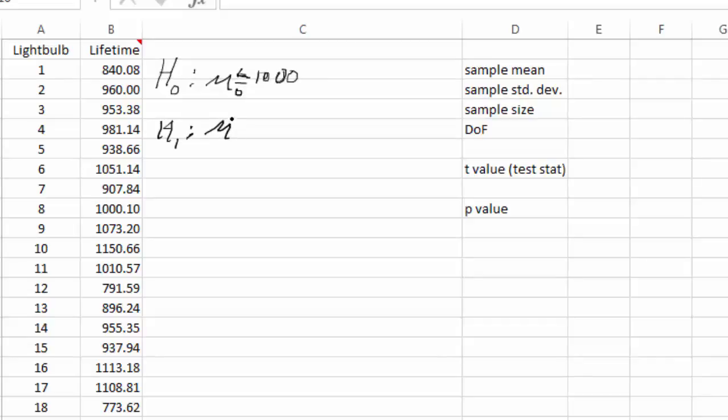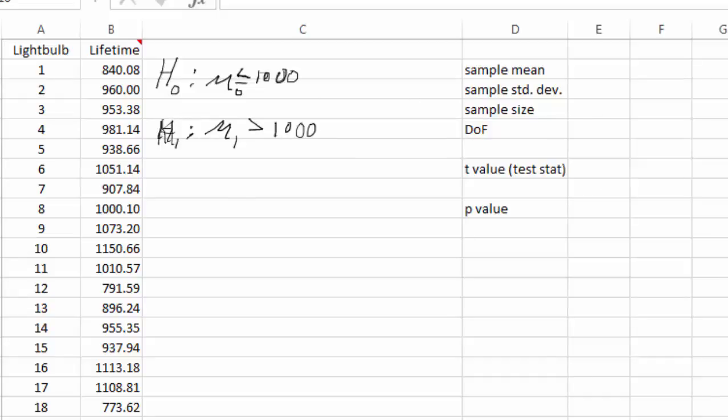We call it the mu naught. This would be mu1 greater than 1,000. It has to be strictly greater than. The problem says the company wants to know if it can claim that the light bulbs last more than 1,000 hours. Okay, so that part's pretty easy, setting up our null and alternative.